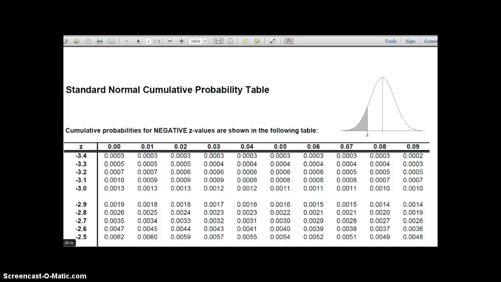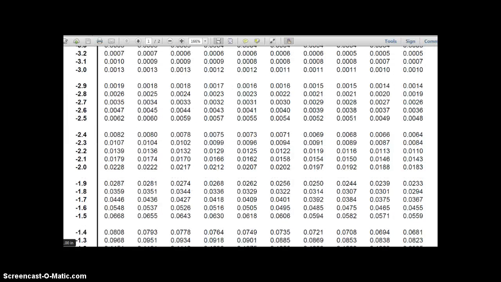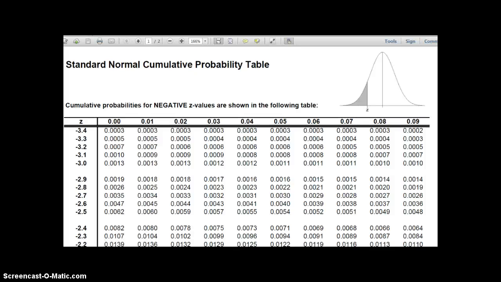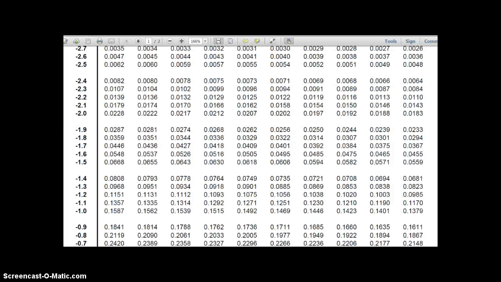In the left column, we want to find the ones and tenths place, negative 1.7. So we would be on this row. And then we want to see where that matches up to the column where the hundredths place is 0.05. Notice that it starts at 0.00. So I'm going to go again to negative 1.7. That would be negative 1.70, negative 1.71, negative 1.72, negative 1.73, negative 1.74, and then negative 1.75. So we're interested in this number, 0.0401.